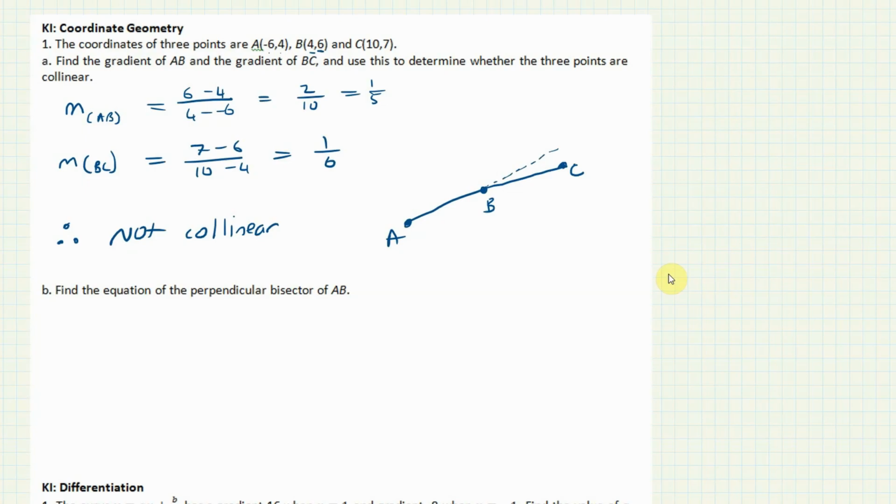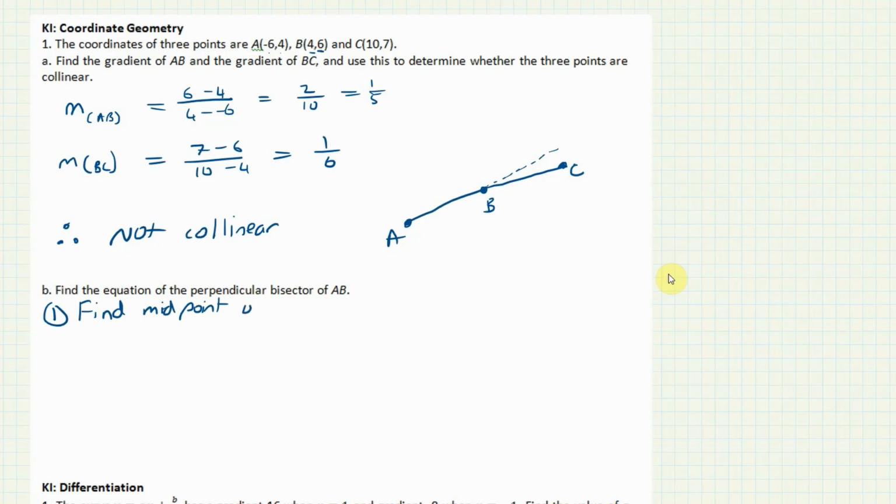Now we have to find the perpendicular bisector of AB. Well, first of all, find the midpoint.